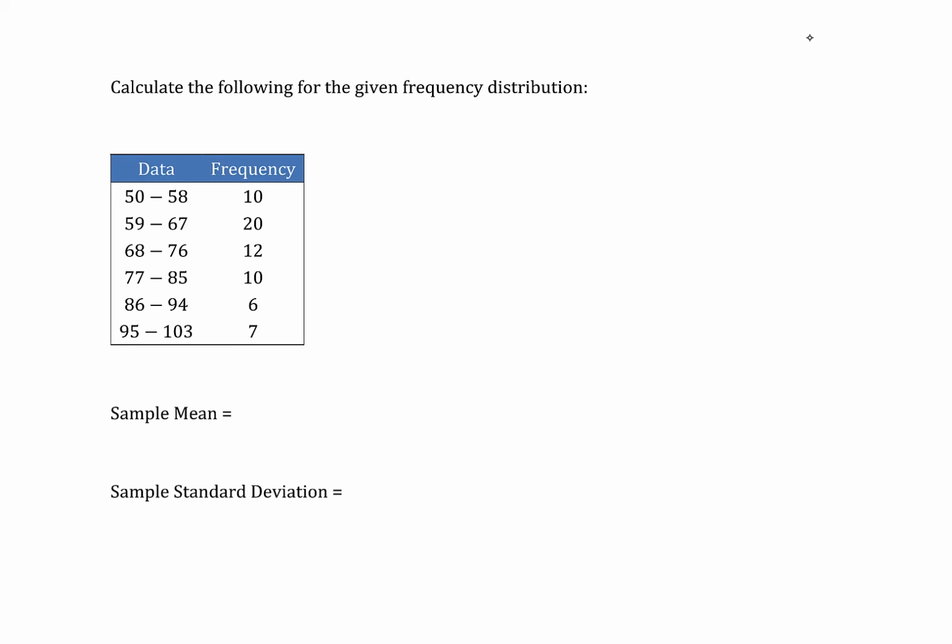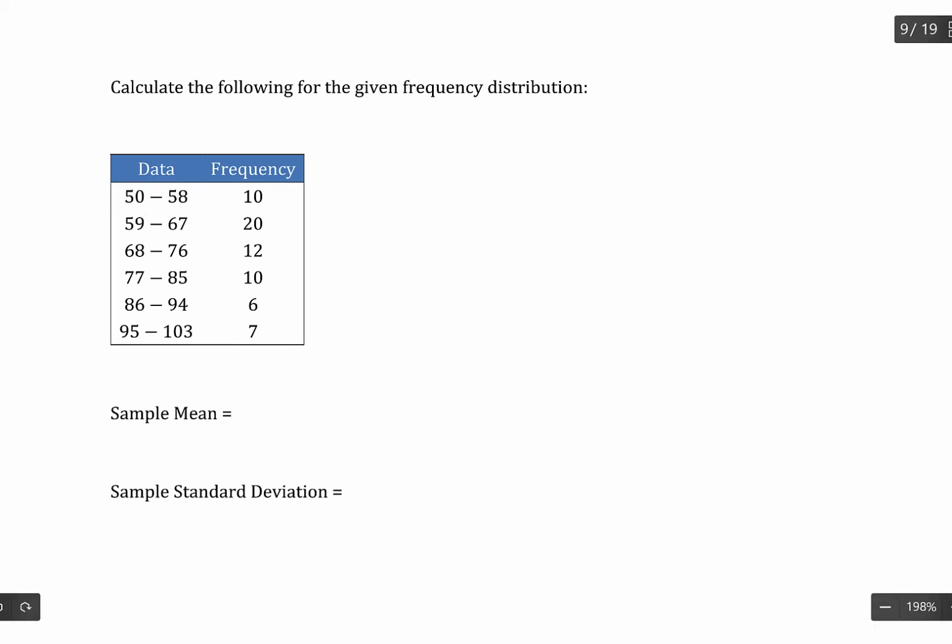Calculate the following for the frequency distribution. We want a sample mean and a sample standard deviation. Now, in order to find a mean and standard deviation of a frequency distribution, the problem that we have is the classes are actually qualitative values because we have 50-58. That dash doesn't have any mathematical meaning.